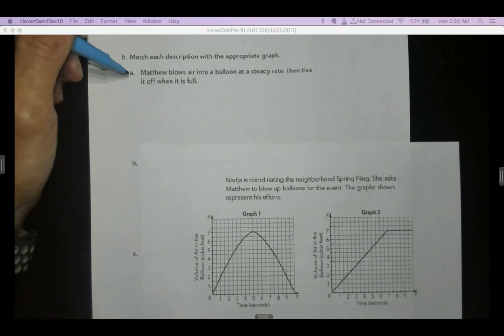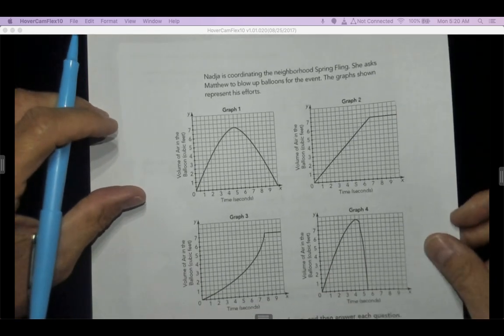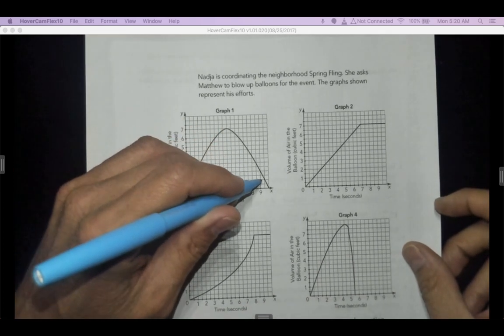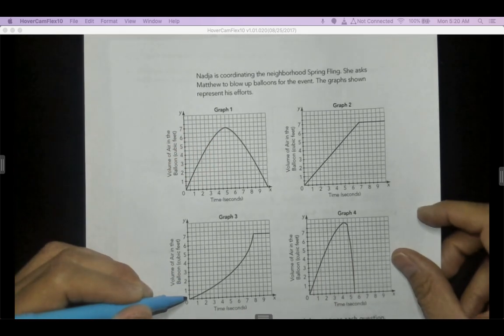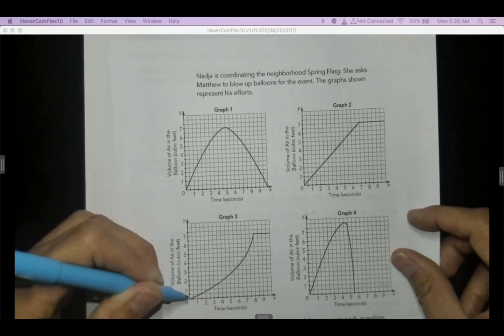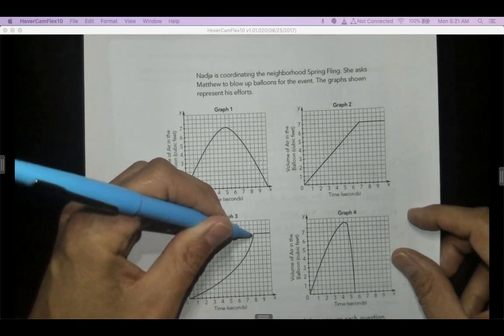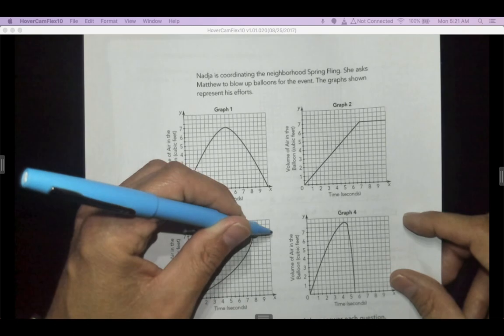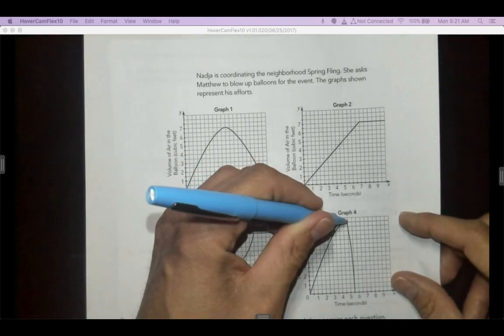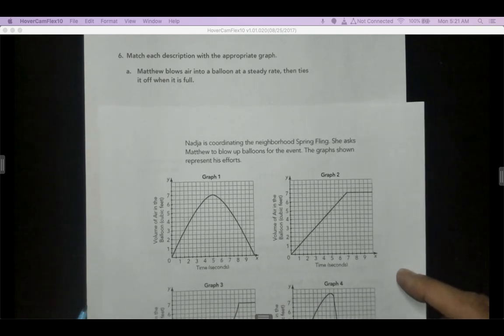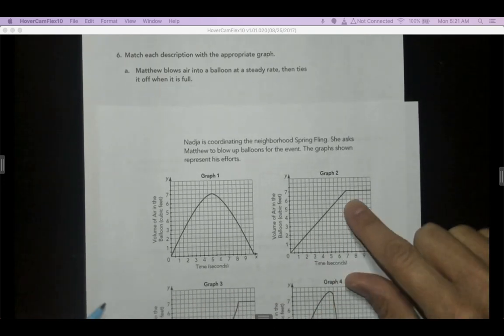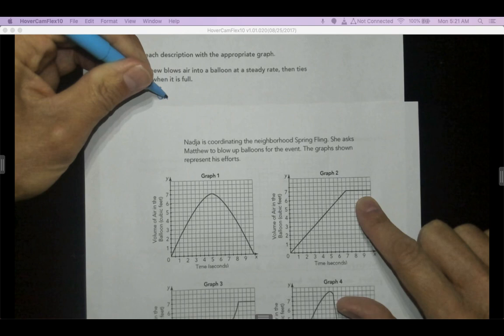In A, Matthew blows air into a balloon at a steady rate, then ties it off when it's full. Okay, so if I look, this one gets full and then it's empty. This one gets full, but at an uneven pace, and then it's tied off. This one gets full and goes bloop. So steady rate and then ties it off is going to be graph 2.